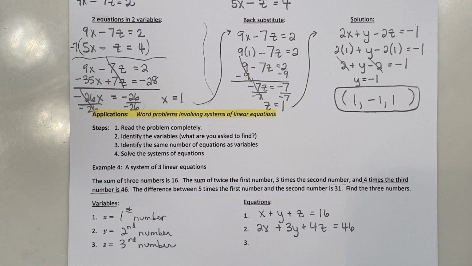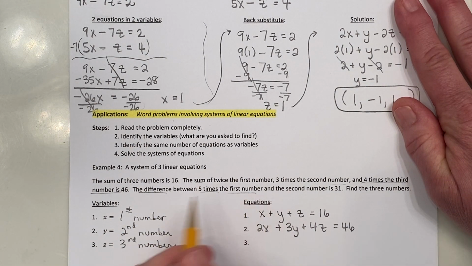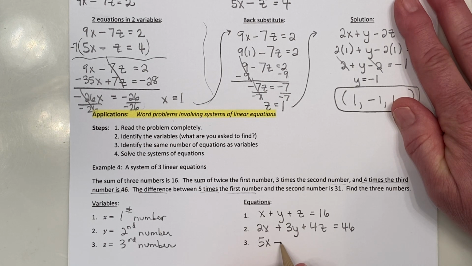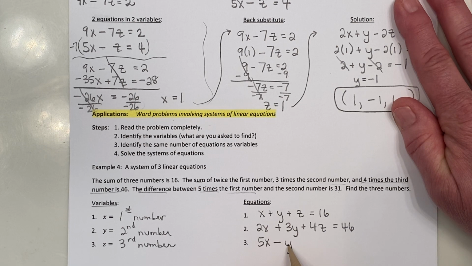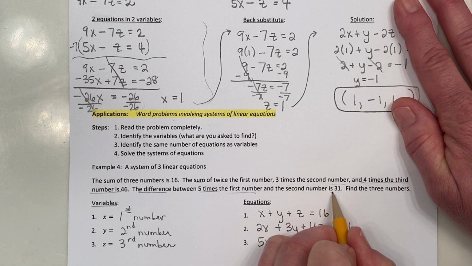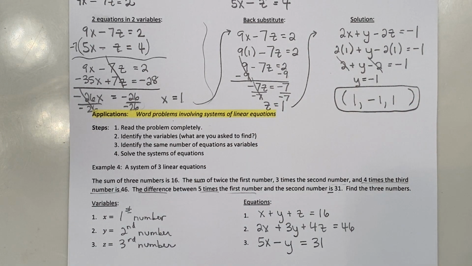All right, let's see what this last sentence says. The difference, so we're going to subtract, the difference between 5 times the first number, subtracted by the second number is 30. Okay, so we're going to take 5 times the first number and subtract just the second number, and that difference is equal to 31. So notice in the third equation that we don't even have a z representation. That's actually a little gift to us. That's going to help us.